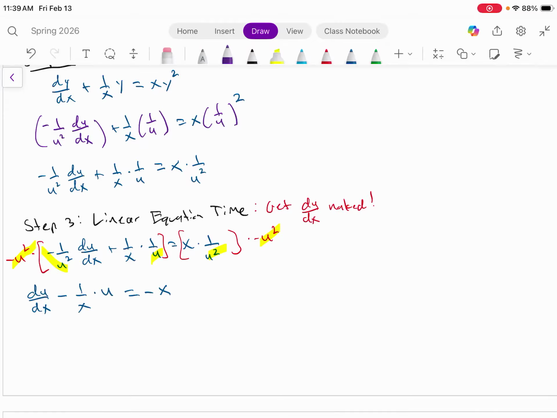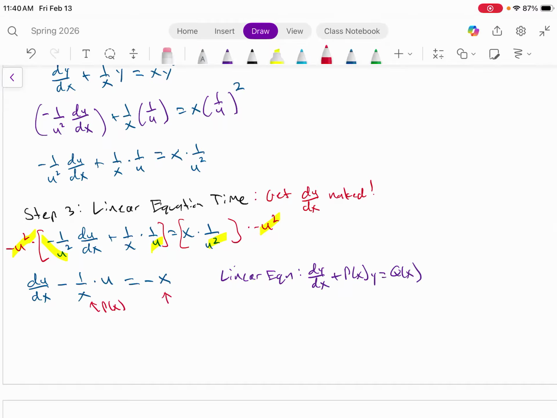Remember, a linear equation is dy over dx plus p of x y equals q of x, right? Well, now we have this linear equation, and 1 over x is my p of x, and x is my q of x.